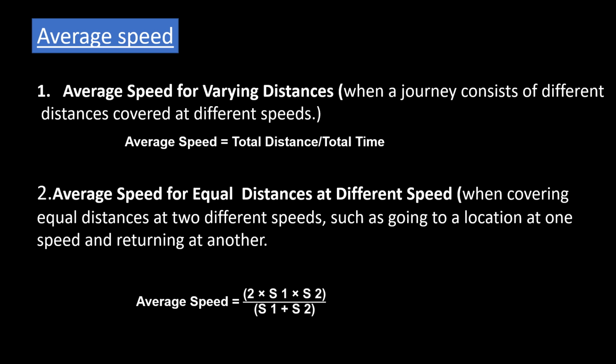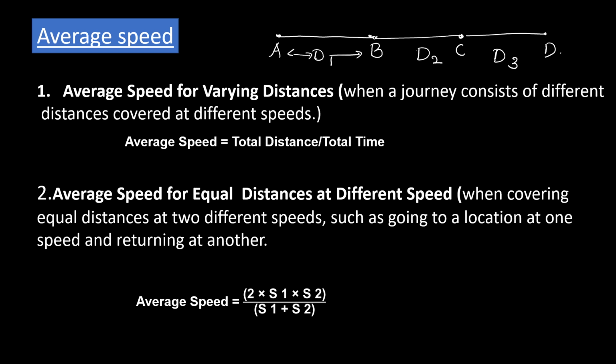First one is average speed for varying distance. That is, a journey consists of different distances covered at different speed. That is, a man has to travel from point A to point B, then from point B to C, and C to D. That is, these distances, from A to B is D1, B to C is D2, and C to D is D3. These distances are not same. These are different distances. And the total time taken for this journey is t. Then the average speed would be the total distance by total time. Then the total distance is d1 plus d2 plus d3 divided by the total time t. Okay, this is average speed for varying distance.